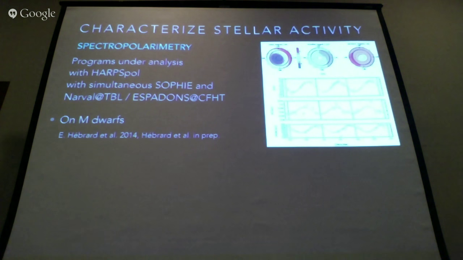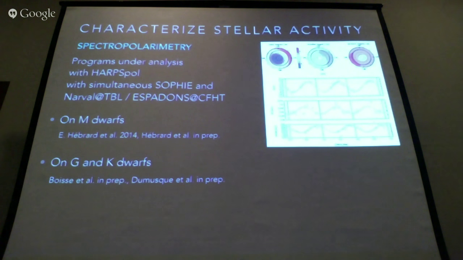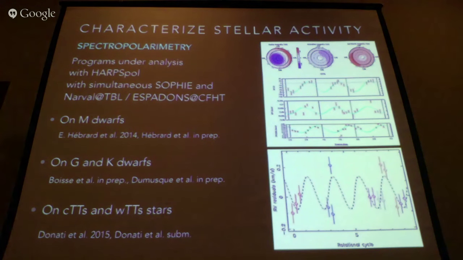On several M dwarf targets. We have others on the G and K dwarfs, and also, it is more in the work preparation, but we have already some results on classical T Tauri stars, also a weak-line T Tauri star, where we use the photometry of the star and we use it to correct for activity and so to analyze the residual. And there is some hint on some of them.